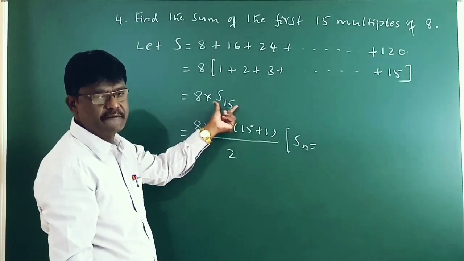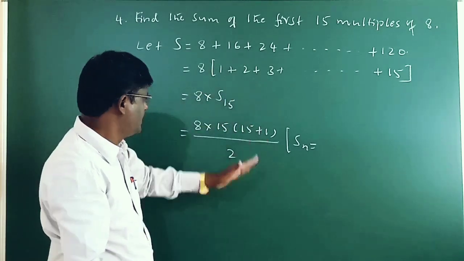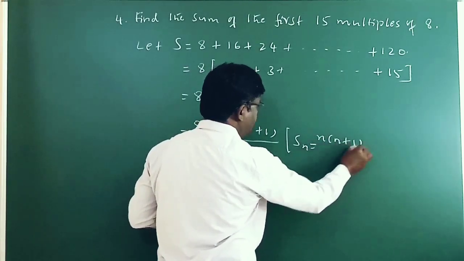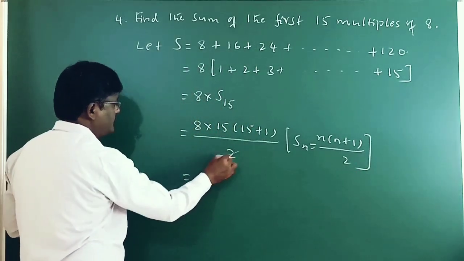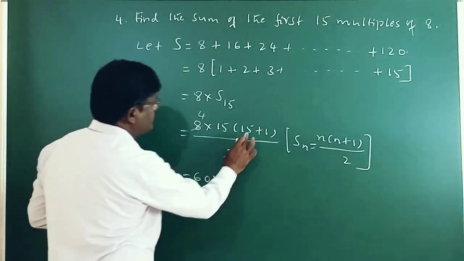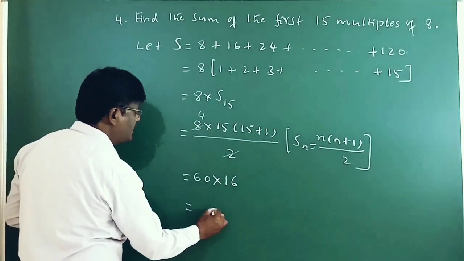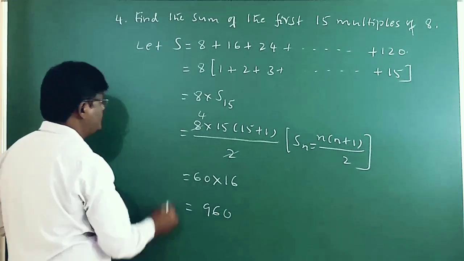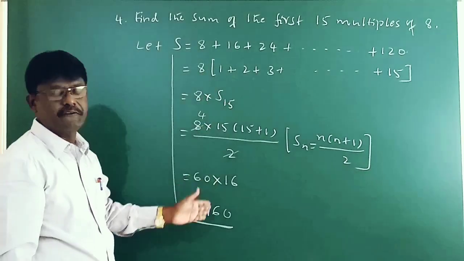Therefore, here S15 stands for the sum of first 15 positive integers. Only in such cases we could apply this formula, Sn equals n into n plus 1 by 2. We have to justify that. How does it come? Therefore, 2 1s are 2, 2 4s are 8, 4 15s are 60, into 15 plus 1, 16. Therefore, 6 6s are 36, 6 1s are 6 plus 3, then 0. Thus the sum of first 15 multiples of 8 is 960.